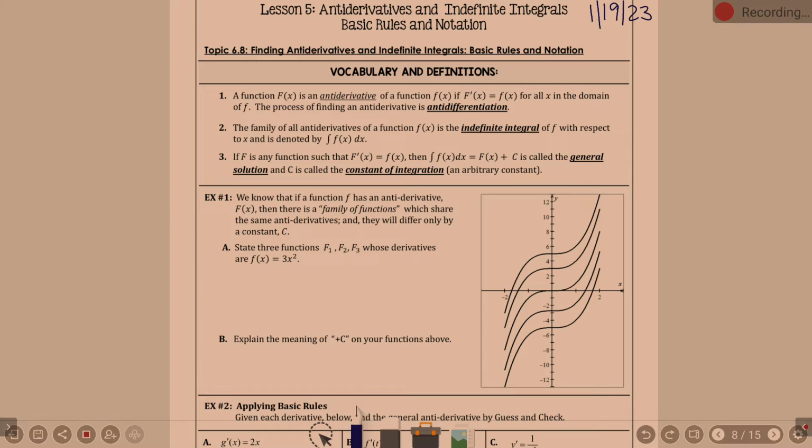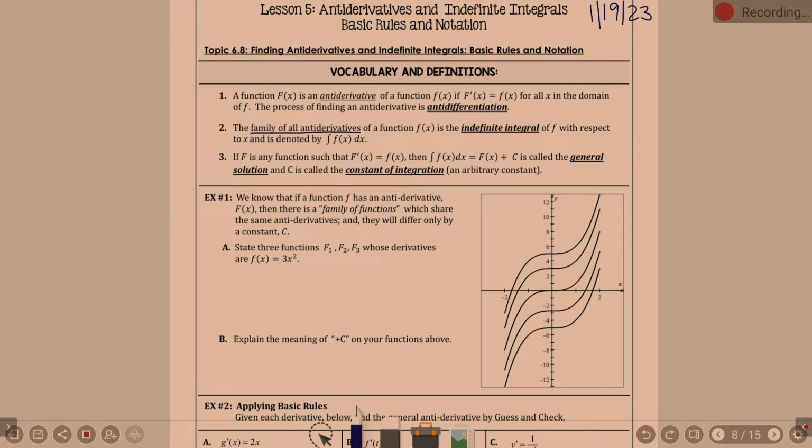When we talk about the indefinite integral, notice it says it is the family of all antiderivatives. Indefinite means you're going to look at that integral sign, and there's not going to be a lower limit and an upper limit. So it's indefinite, as in there's going to be multiple answers. We'll talk here in a moment about what that means.